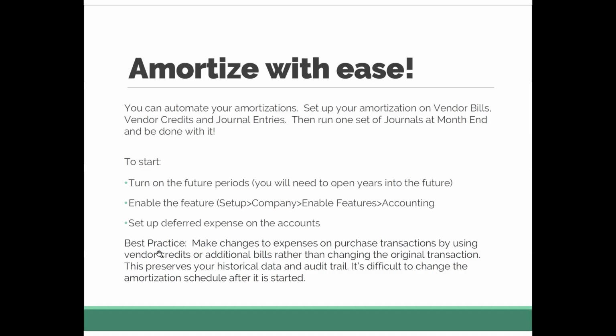So, let's see. The other best practice item on here is it's difficult to change an amortization schedule after you get it in there. You can do it, and I'll show you how to do that. But let's say you had a bill and then a vendor issued you a credit, but you already had that bill amortizing. You can amortize the vendor credit as well so that it then backs off part of that amortization. And so that preserves your historical data and the audit trail. So it keeps it all in there, and so there's no question of, what happened with this amortization. So again, best practice would be to enter the changes as their own amortization schedules.